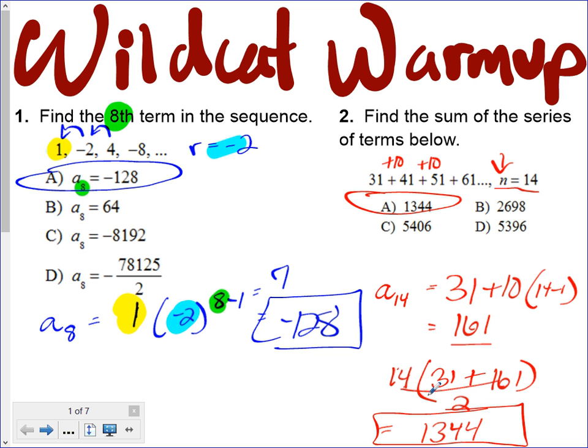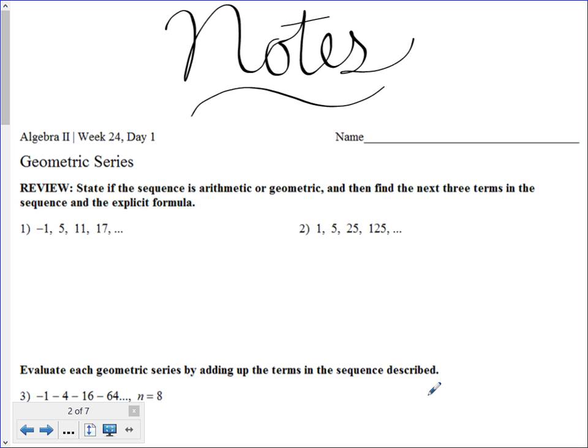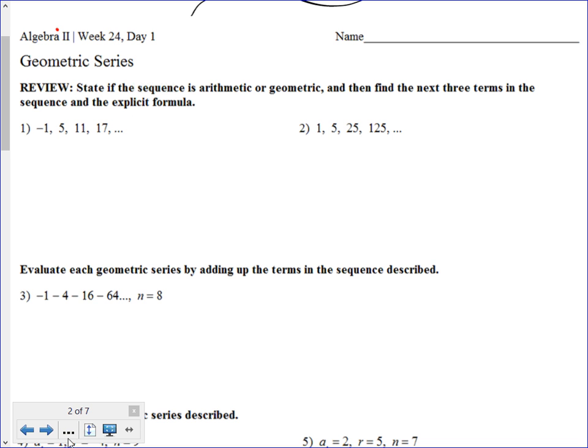So now let's, today, take all those terms and add them up and find the sum of a geometric series. Okay, so take your warm up, set it aside, look at today's notes in 10, 9, 8, 7, 6, 5, 4, 3, 2, and 1. And first, I actually want to let you do this on your own. State if the sequence is arithmetic or geometric. Find the next 3 terms and write the explicit formula. So 3 parts, A, B, and C here. The first part is what?